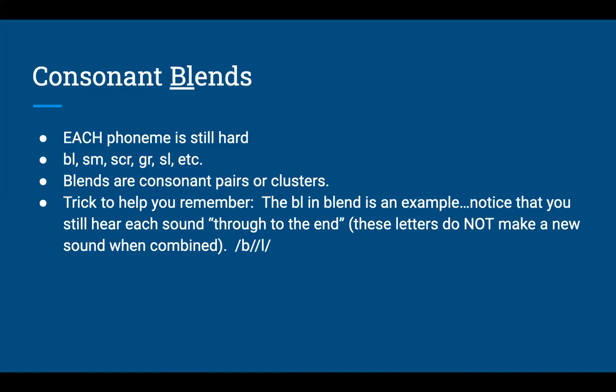The trick to help you remember is the word blend itself has a blend in it, where you outwardly hear the B and the L. So these letters do not make a new sound. We hear each sound through the end. So blends are consonant pairs or clusters that you hear both of them.